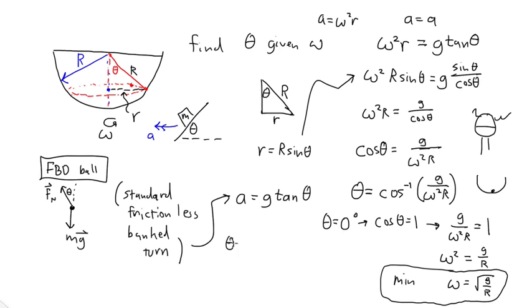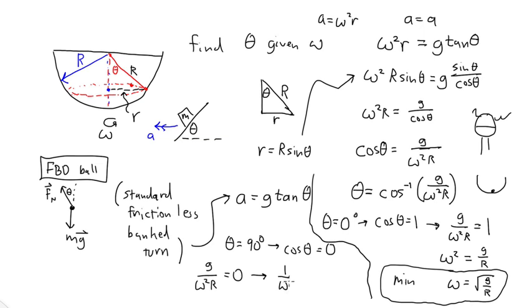Now we're going to look at the other extreme. Theta equals 90 degrees, okay? Well, that means everything over here is the minimum. So cosine theta equals, well, what's the cosine of 90 degrees? 0. So we need g over omega squared r equal to 0. Well, now that's going to be kind of hard, because g and r are constants. g is gravity, and r is the radius of your bowl. You can't change those. So what this really means is 1 over omega squared needs to be 0, which means omega squared needs to be equal to infinity.